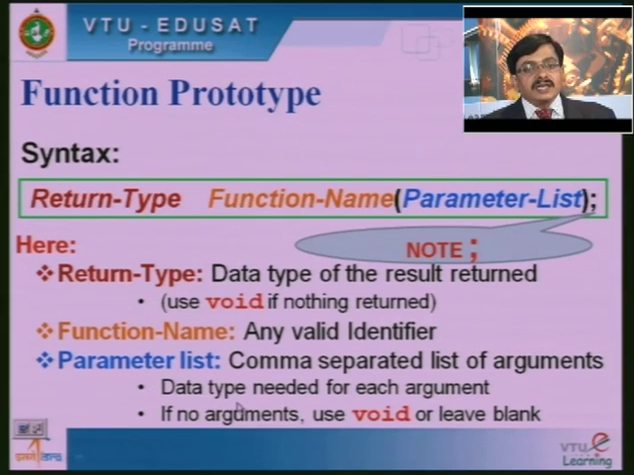Now the data type needs to be mentioned for each argument. If it is taking 3 parameters, then what is the data type of each of the parameters, that also should be mentioned in the function parameter list here, right? This we call a parameter list.